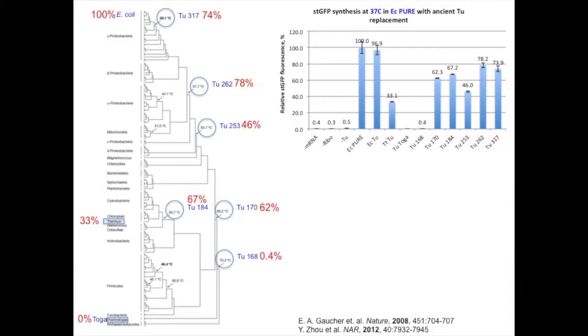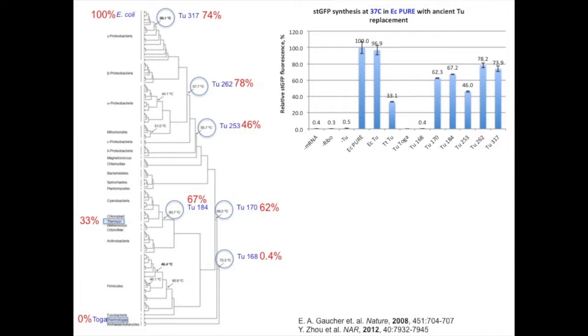Okay? Now, what's interesting about this system is you'll notice then that if you traverse the evolutionary path from Thermus up to E. coli, which is up here, all of these ancient proteins work. Okay? And they work with varying degrees of efficiency. And in fact, maybe as you'd expect, the closer you get to E.